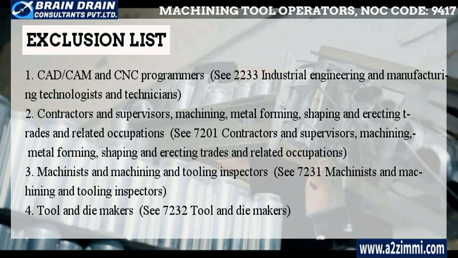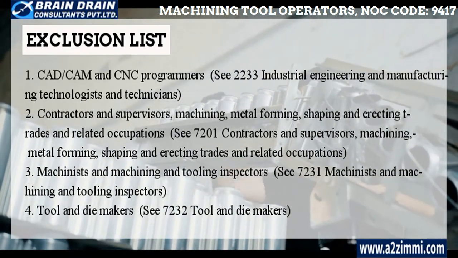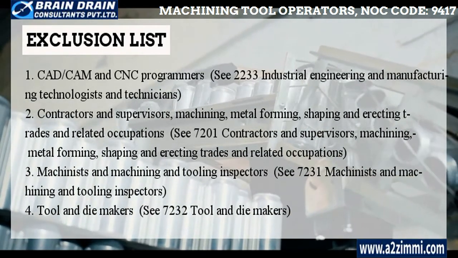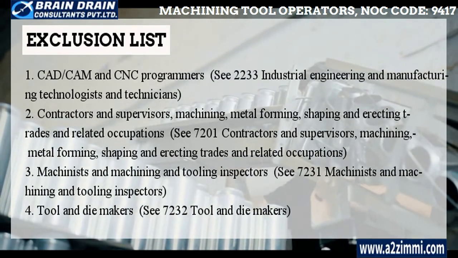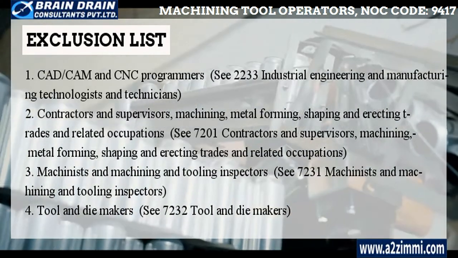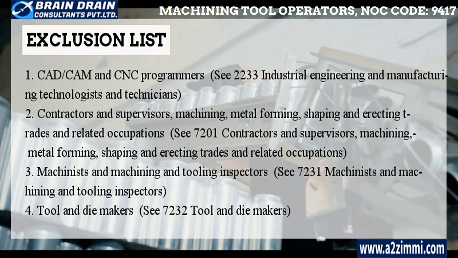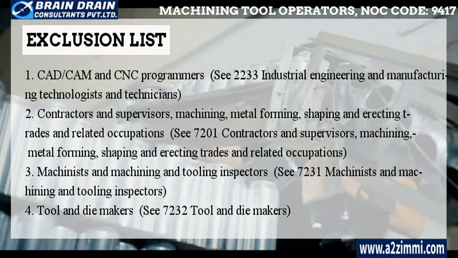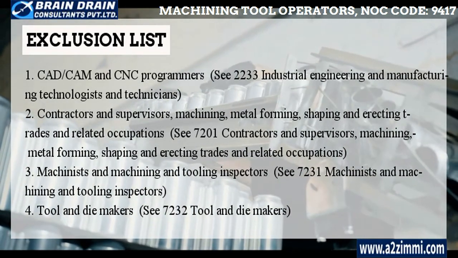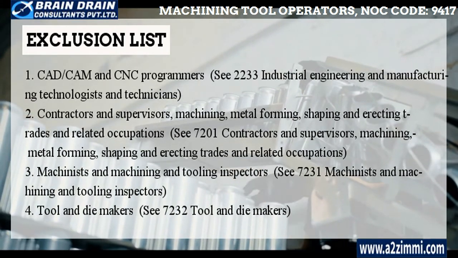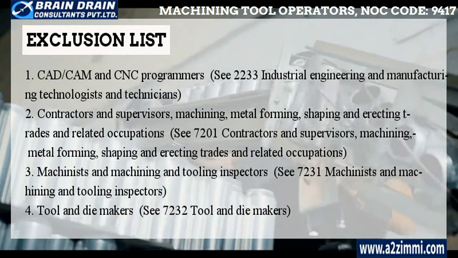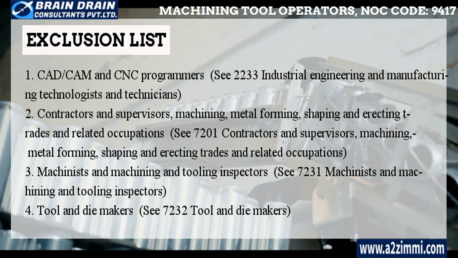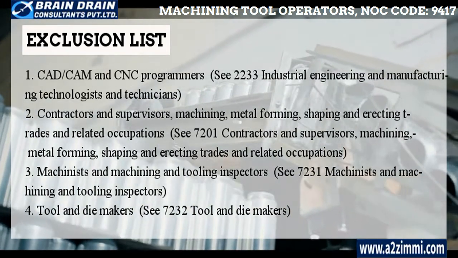Now let's see the exclusion list. CAD/CAM and CNC programmers, C2233 industrial engineering and manufacturing technologists and technicians. Contractors and supervisors, machining, metal forming, shaping and erecting trades and related occupations, C7201. Machinists and machining and tooling inspectors, C7231. Tool and die makers, C7232.